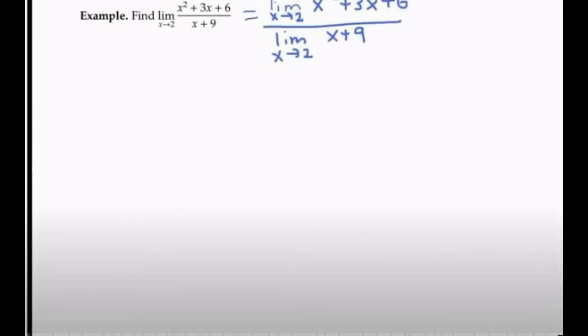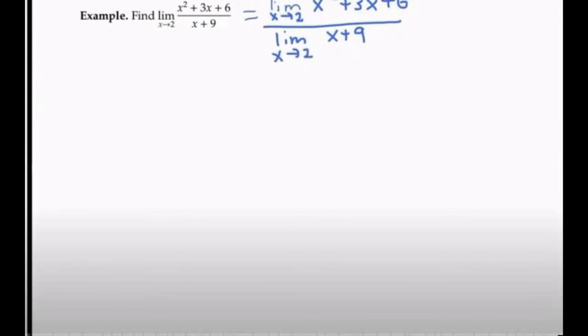Let us use these limit laws in an example to find the limit as x goes to 2 of x squared plus 3 times x, all divided by 6 plus 9... Well, the limit rule about quotients allows us to rewrite this limit of a quotient as a quotient of limits, provided that the limits of the numerator and denominator exist and that the limit of the denominator is not 0.